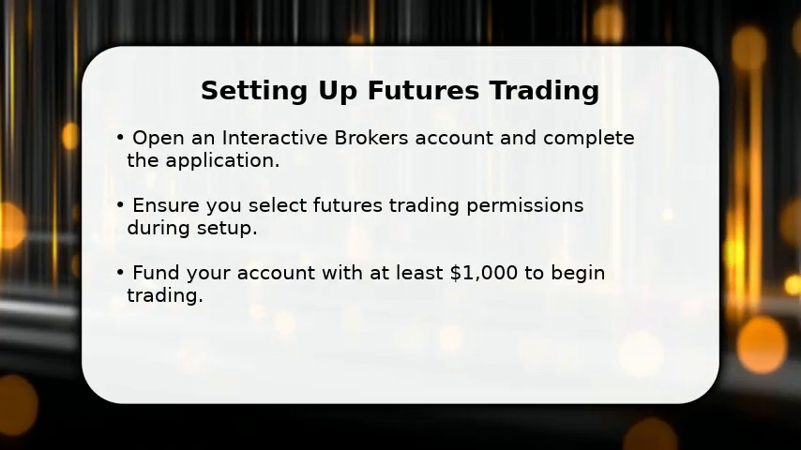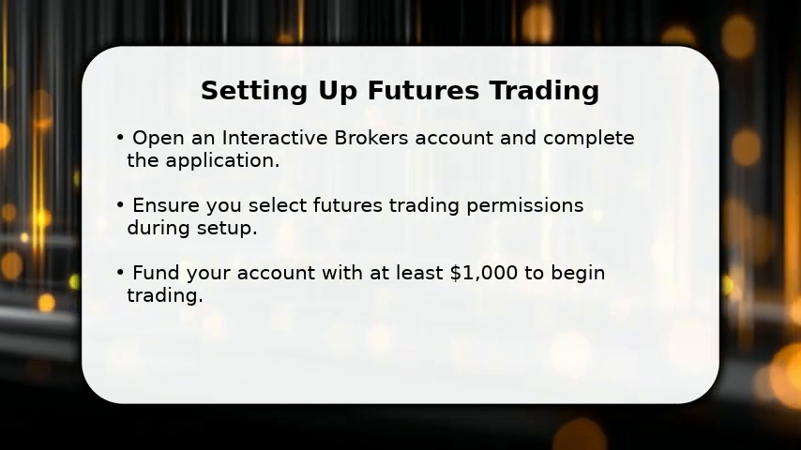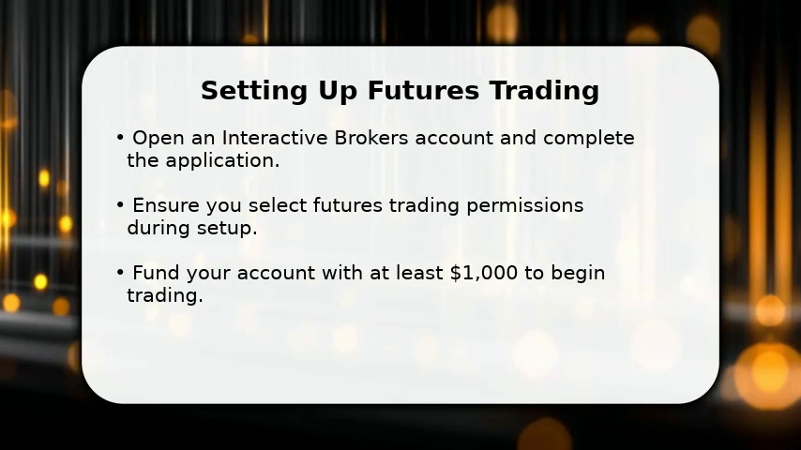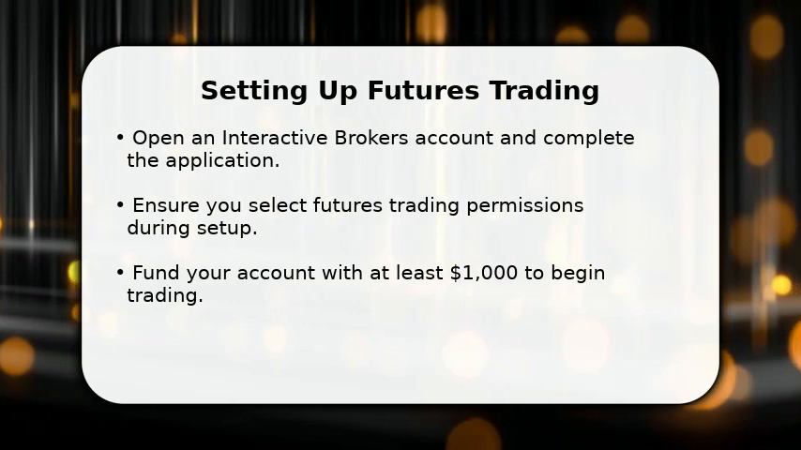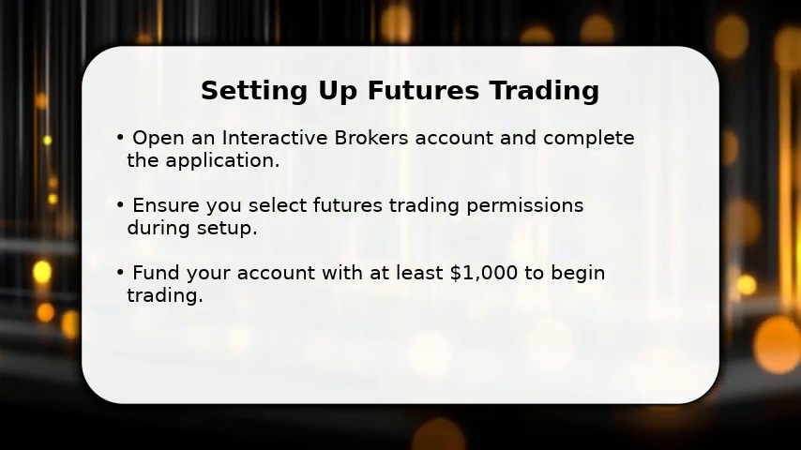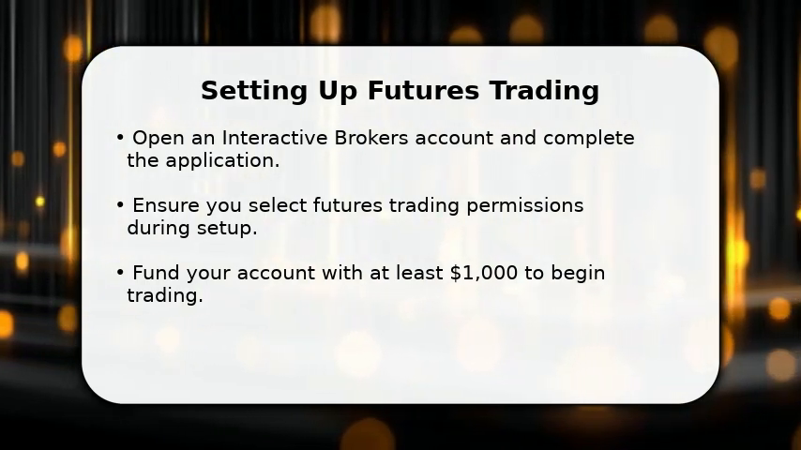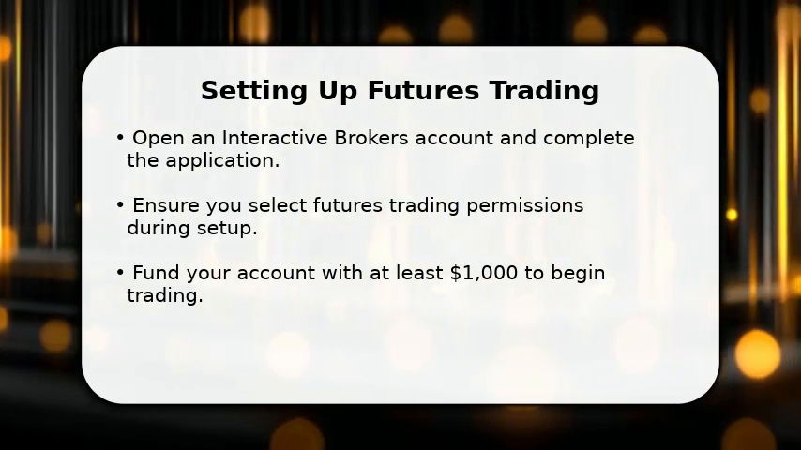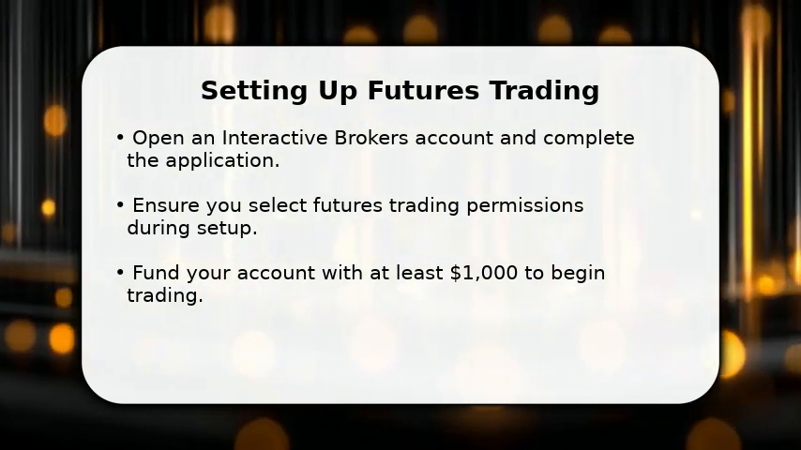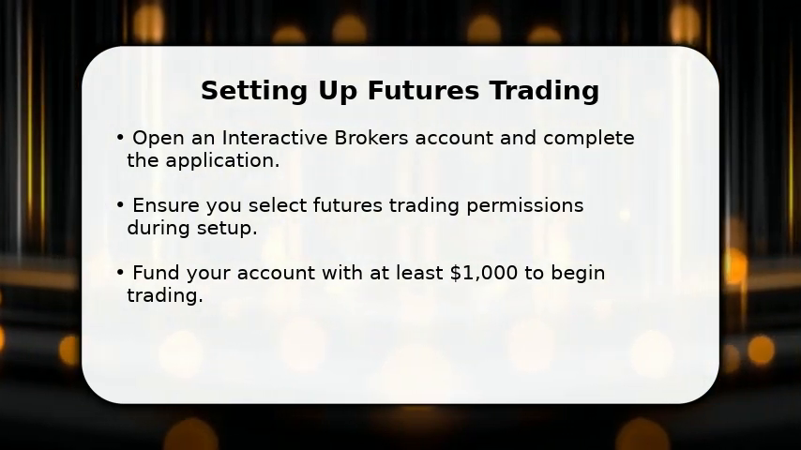In this video, I will explain how to set up Interactive Brokers for futures trading. First, you need to open an account and complete the application process. During this step, it is crucial to select the correct trading permissions for futures. Once your application is approved, you will need to fund your account. A minimum of $1,000 is generally recommended to start trading futures effectively. This initial setup ensures you are ready for the next steps.